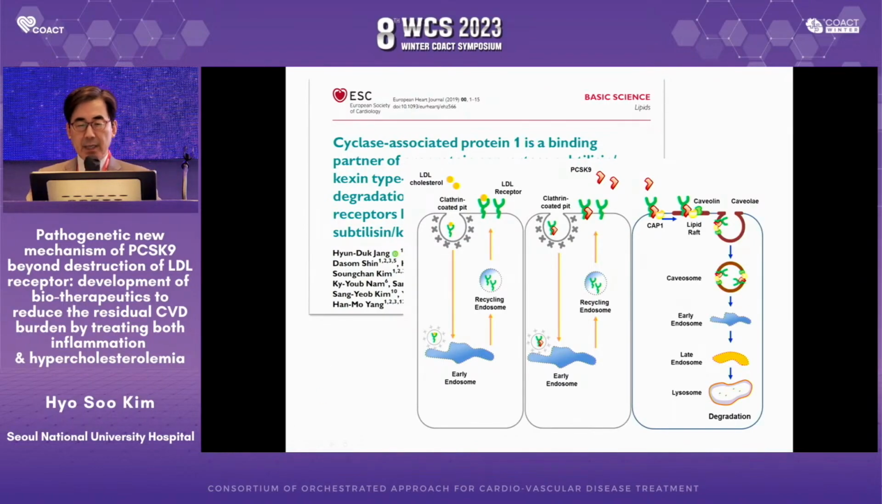Thus, this is the summary. In the absence of PC9, the receptor is recycled. But in the presence of PC9, it may be recycled or it may be degraded. The decision maker is CAP. If CAP is there, it undergoes caveosome internalization and is degraded. Without CAP, even in the presence of PC9, the receptor is not degraded.